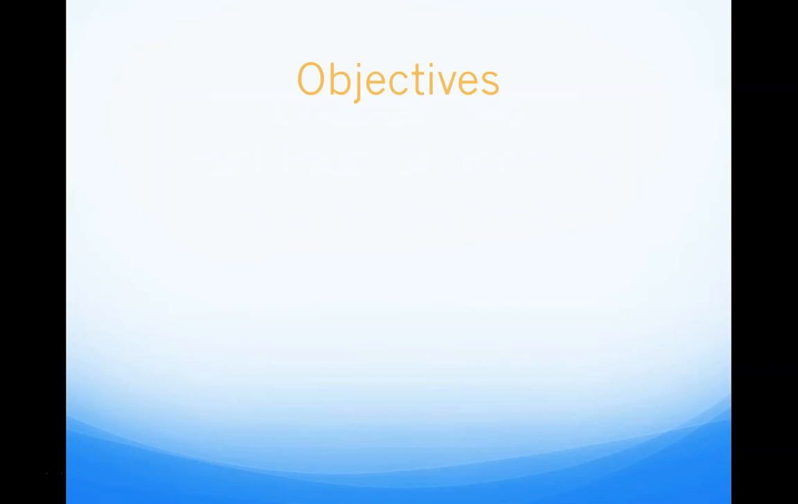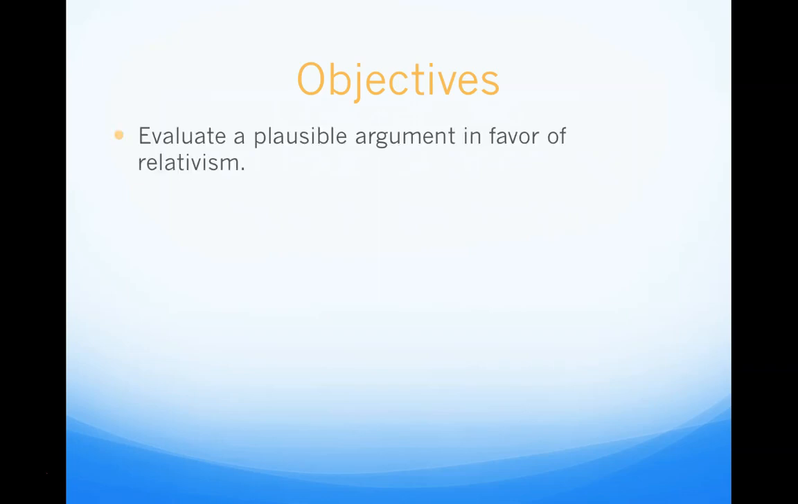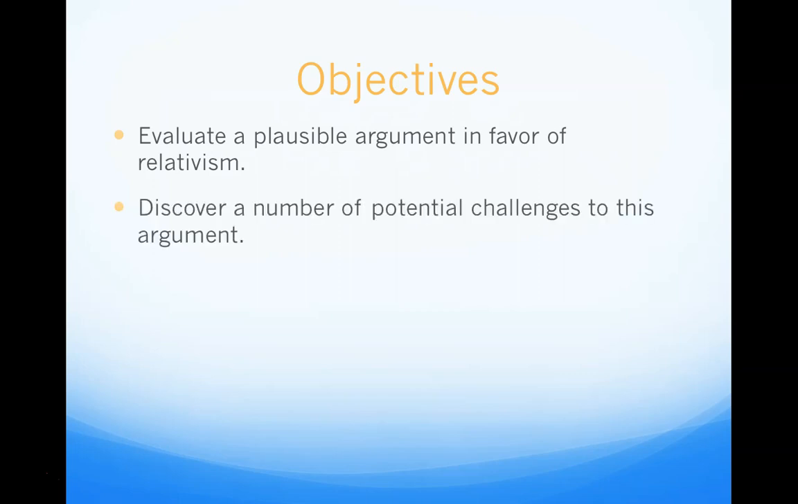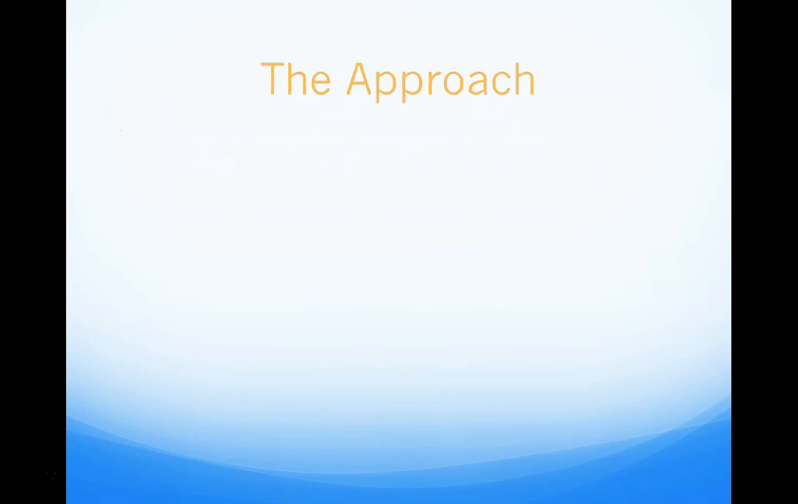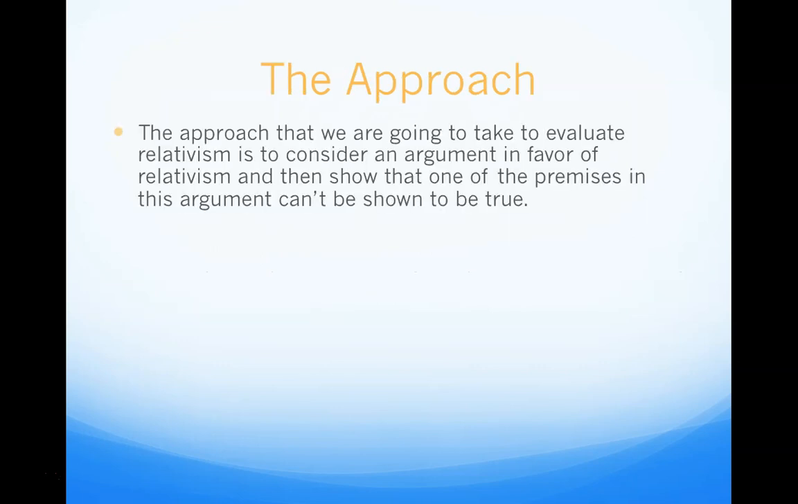The objectives for this video include evaluating a plausible argument in favor of relativism, discovering a number of potential challenges to this argument, and considering if the argument for relativism can respond to these challenges. The approach that we're going to take to evaluate relativism is to consider an argument in favor of relativism and then show that one of the premises in the argument can't be shown to be true.